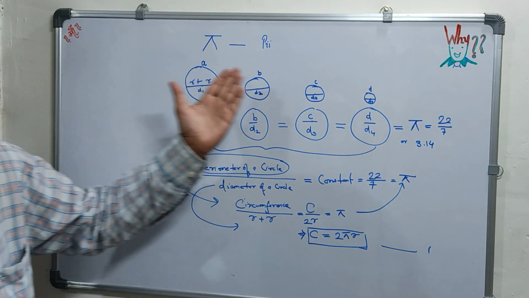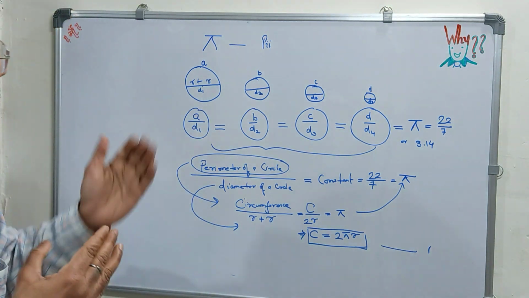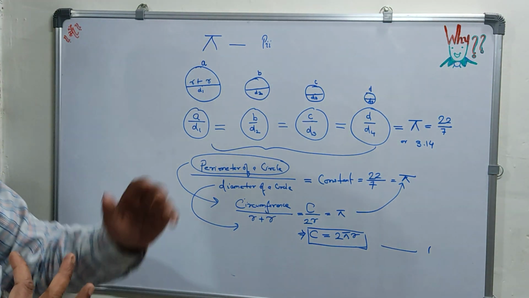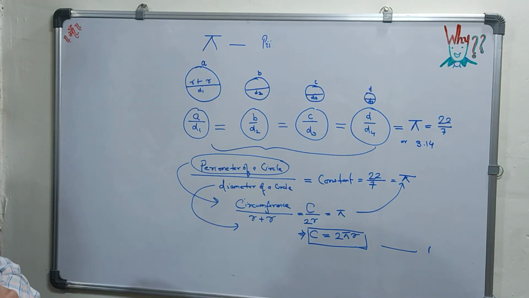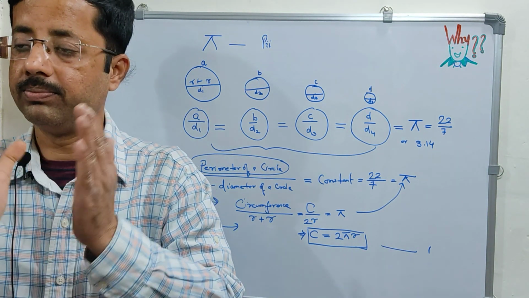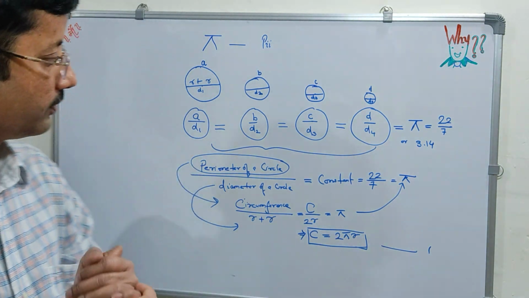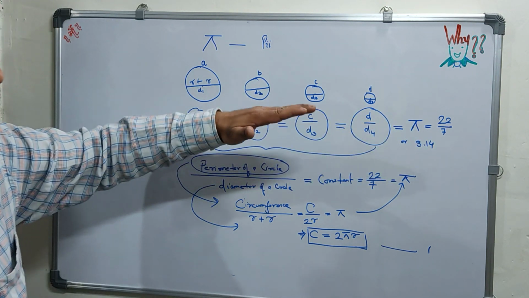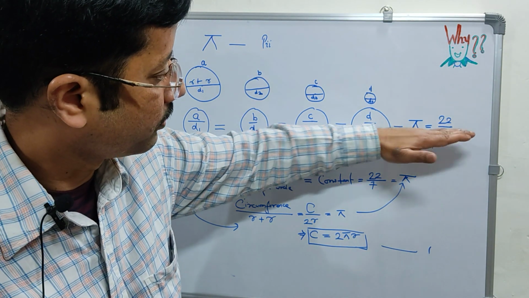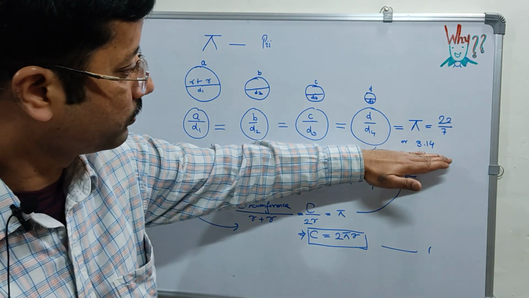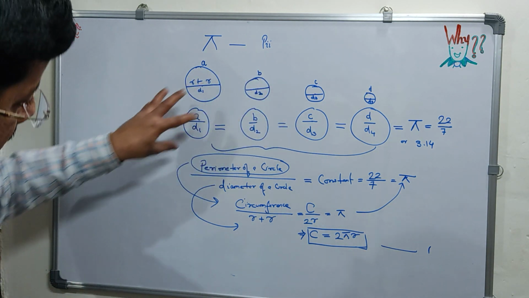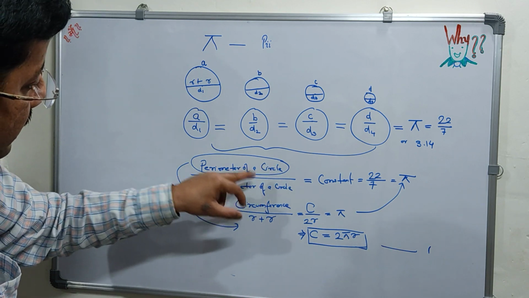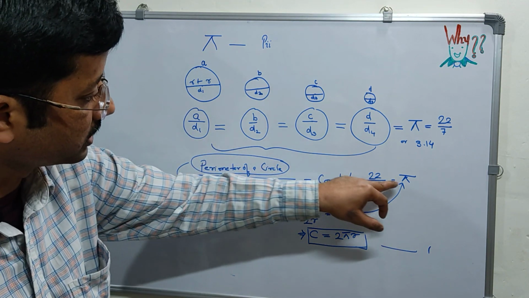Just see the steps. We have taken circles of different sizes, then we measured the circumference, the outer perimeter of a circle, and we divided it by the respective diameter of the circle. After dividing the perimeter by the respective diameter, we found that all the ratios came out to be the same, and this same value is equal to 22 upon 7, that is pi or 3.14. So we can summarize: perimeter of a circle divided by diameter of a circle equals the constant pi.